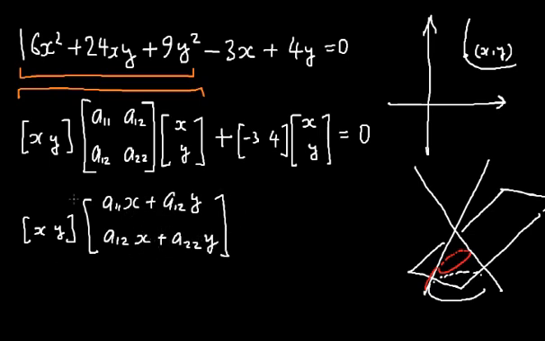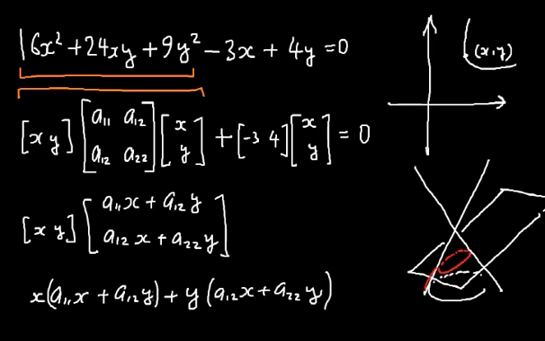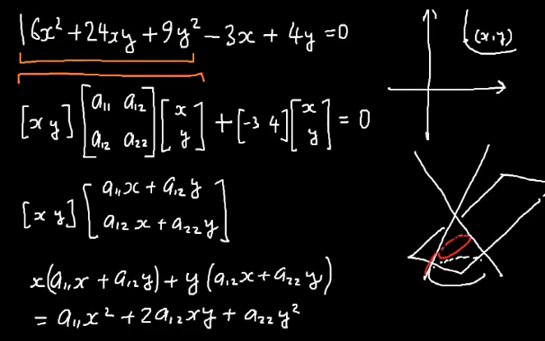Now we multiply this further on the left-hand side, and I'm going to have x times A11x plus A12y, since we're multiplying a row with a column, plus y times A12x plus A22y. If I open up the brackets, I'm going to have A11x squared plus 2A12xy plus A22y squared.